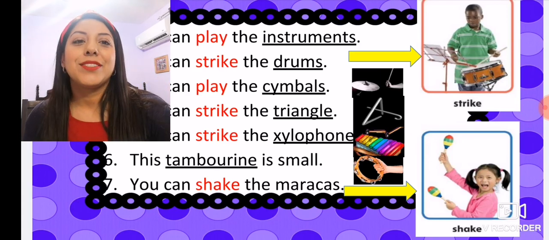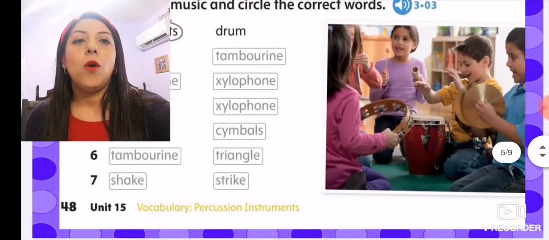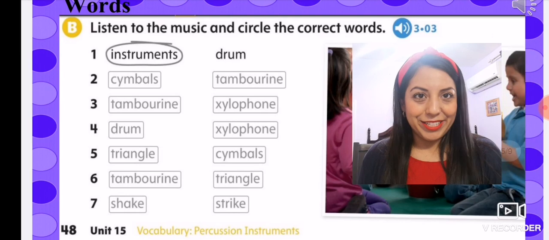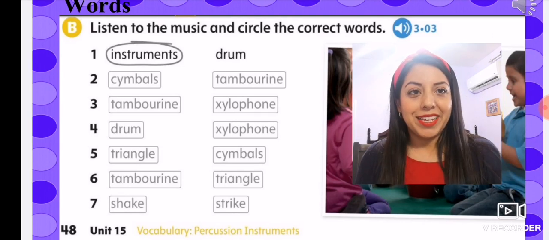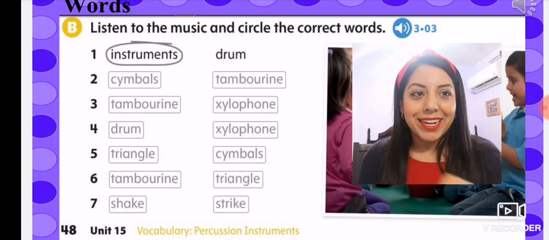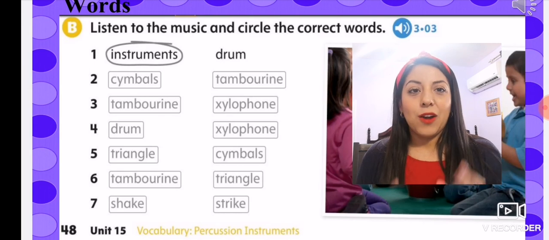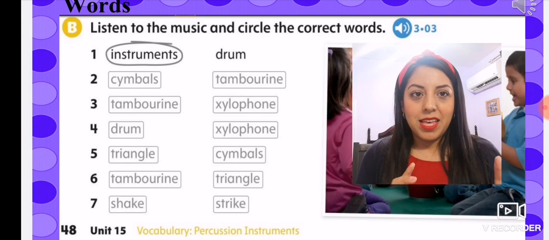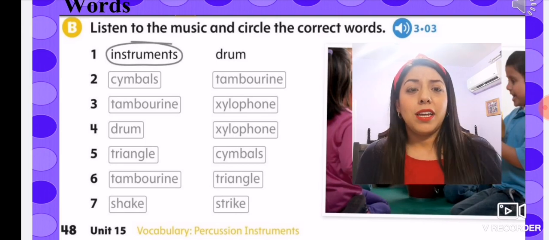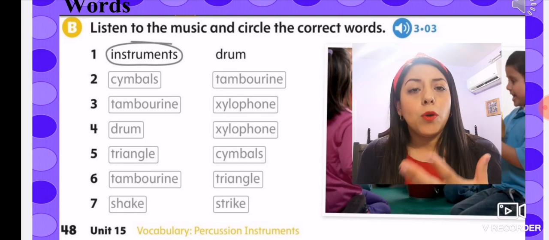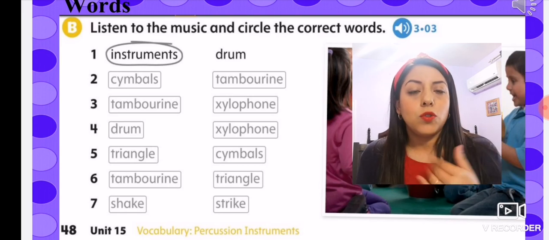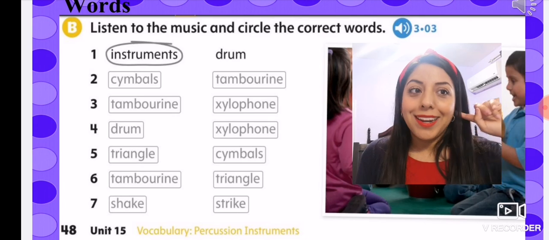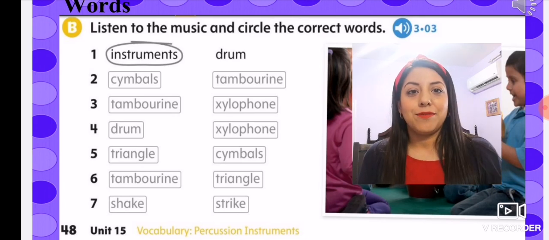Yes? Let's continue. Now, on page 148, you're going to listen to the music and circle the correct words. According to what you hear, you're going to listen to different sounds, and then you have to circle each one of them. Number 1 is an example, instrument. But then you need to play the sound so you can listen and answer correctly.